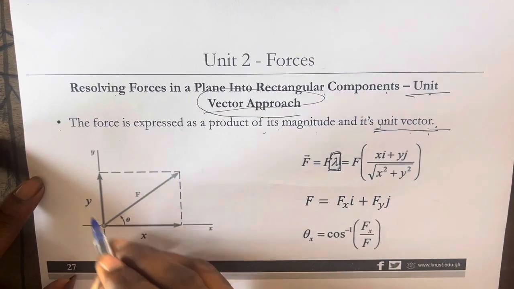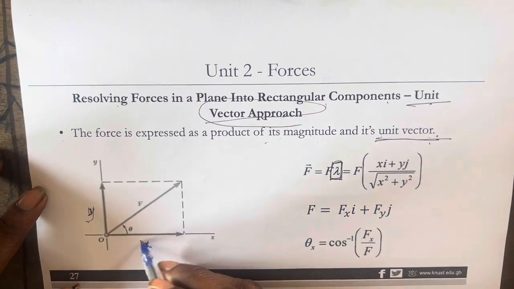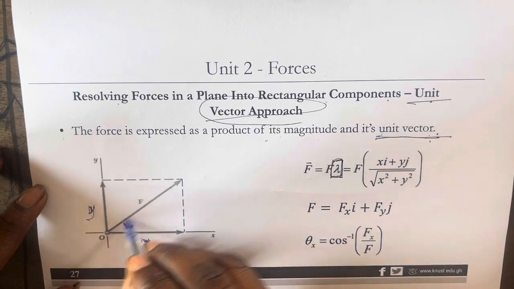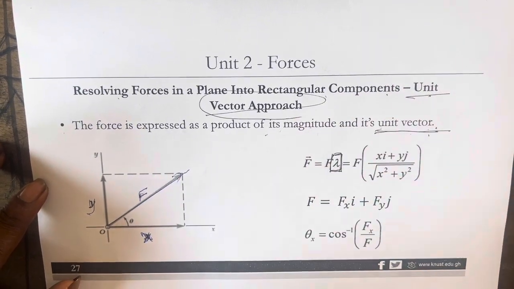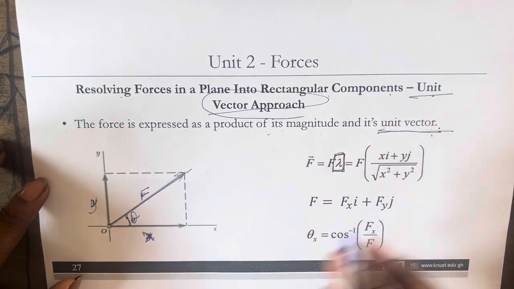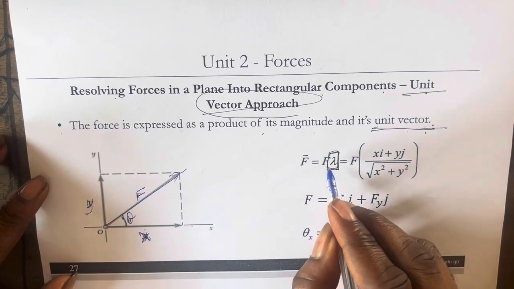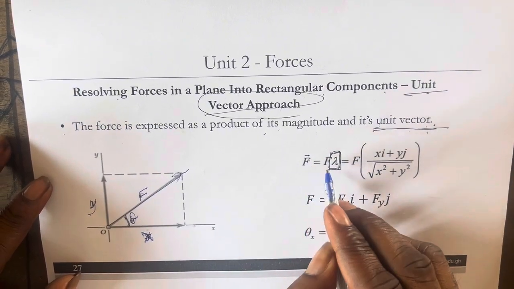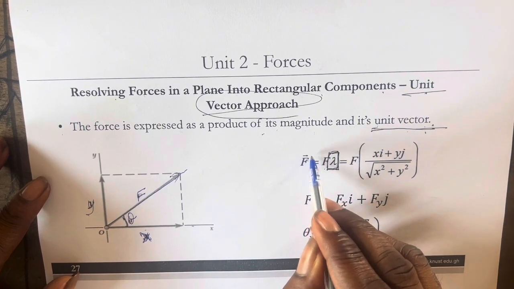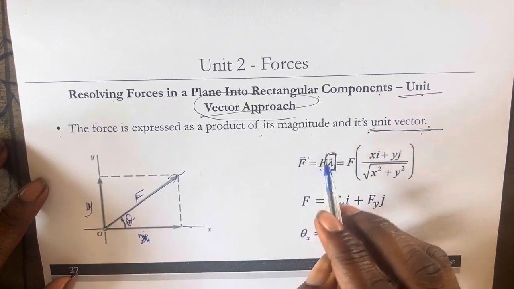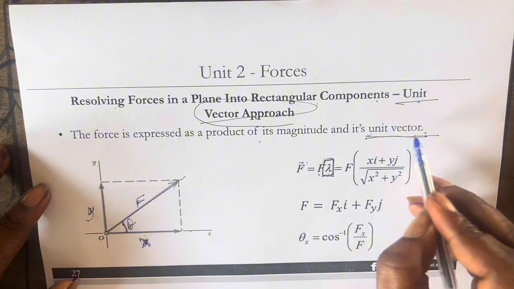We have a force in the y direction and a force in the x direction. The resultant force is F, and this is the angle theta from the horizontal axis. So we say the vector force F is equal to the magnitude of the force times the unit vector.